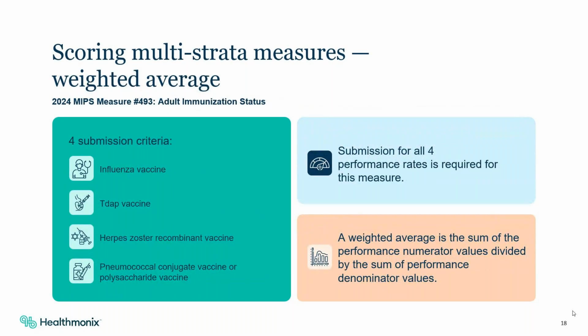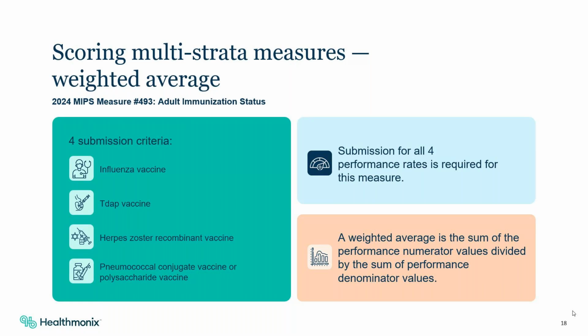There's also a new type of reporting average that is being leveraged in 2024. It was introduced in 2023 with Measure 493, but we're seeing that the weighted average reporting design has been leveraged in more measures in 2024. So let's take a look at Measure 493 and see how the weighted average really does apply.